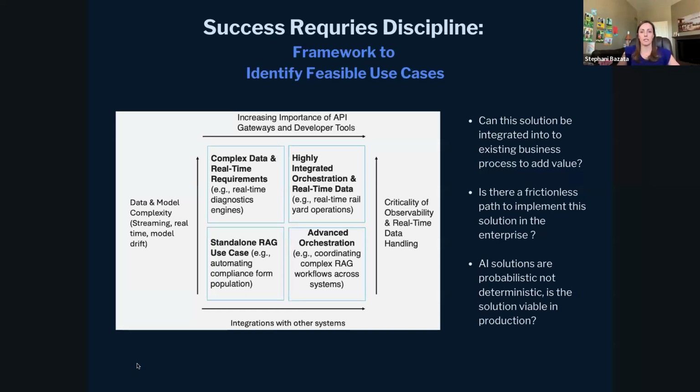We said we were going to talk about discipline. This is one area where discipline is key. I'm going to go over this at a high level, and then we can share this out if it's helpful, and I'm happy to talk about specific examples afterwards if anyone is interested. But when I think about looking for good use cases, you want to really start with some really important questions, like, can this solution actually be integrated into a business process to add value? Is there a way to get this into production?